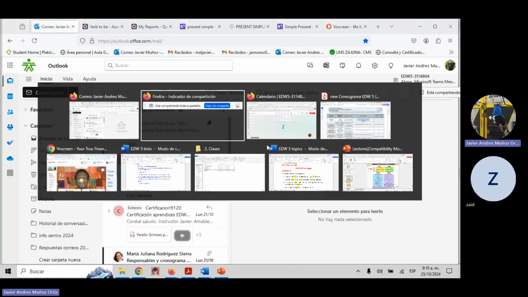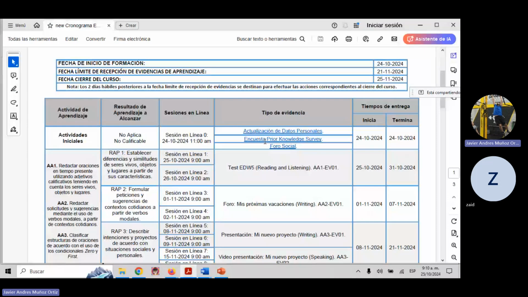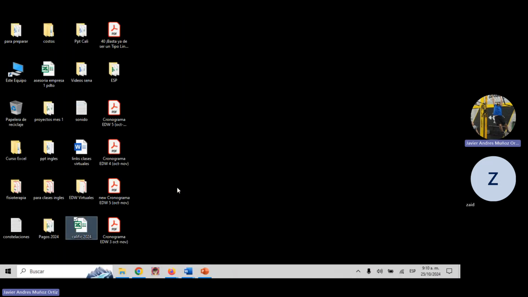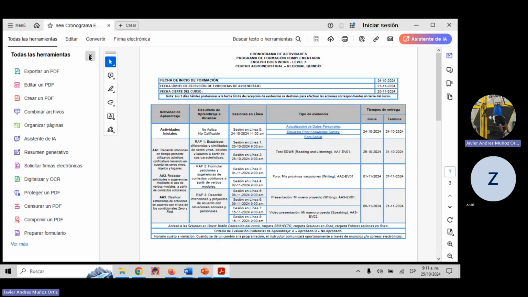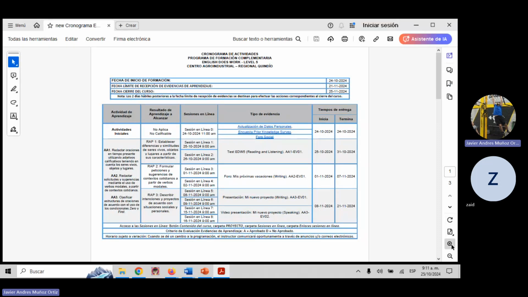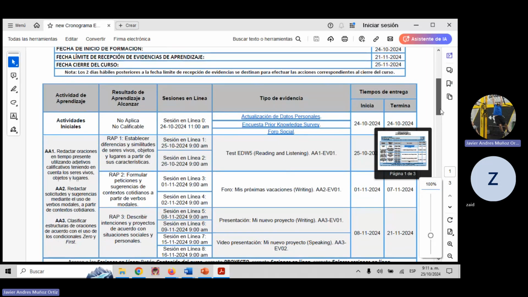So what are we going to find in the test? What are the topics for the test? I forgot to mention something. Wait a minute. Here is the schedule for English Does Work Level 5, the proposal for you to complete the test.